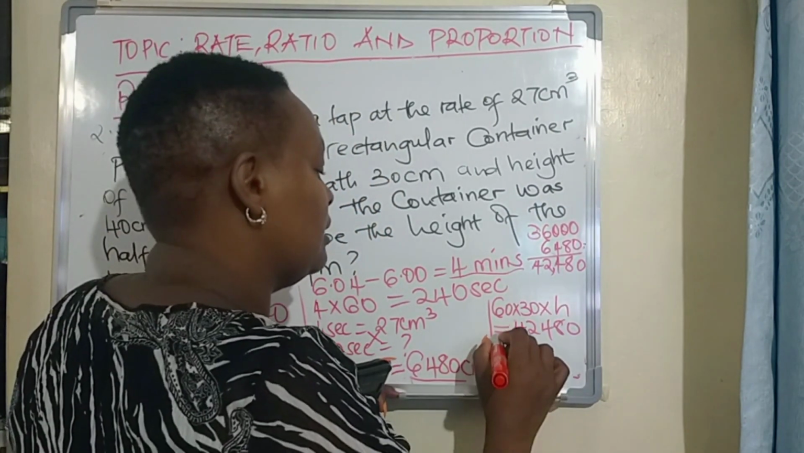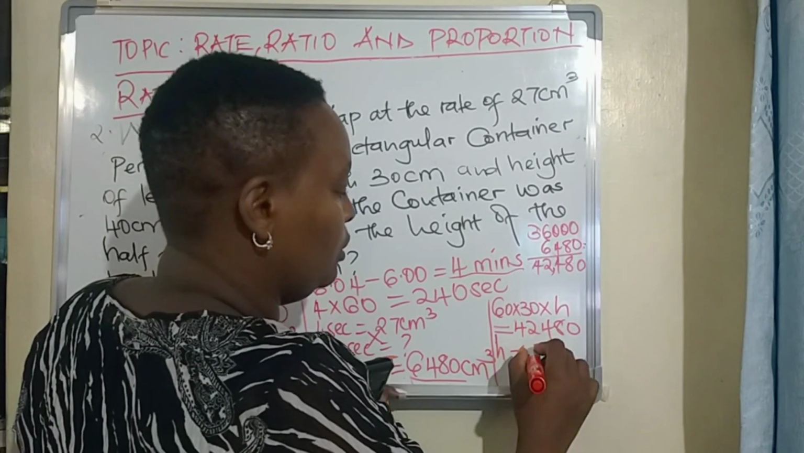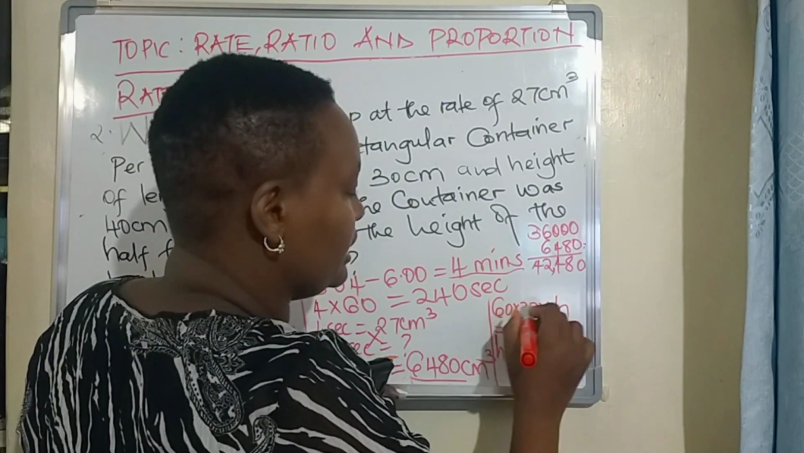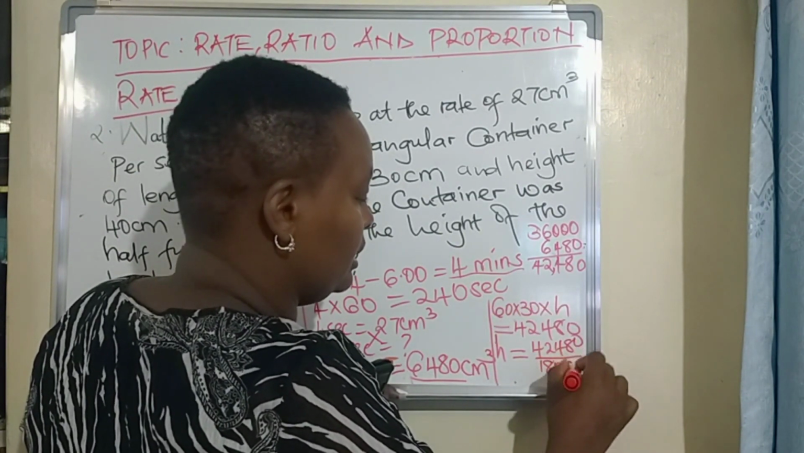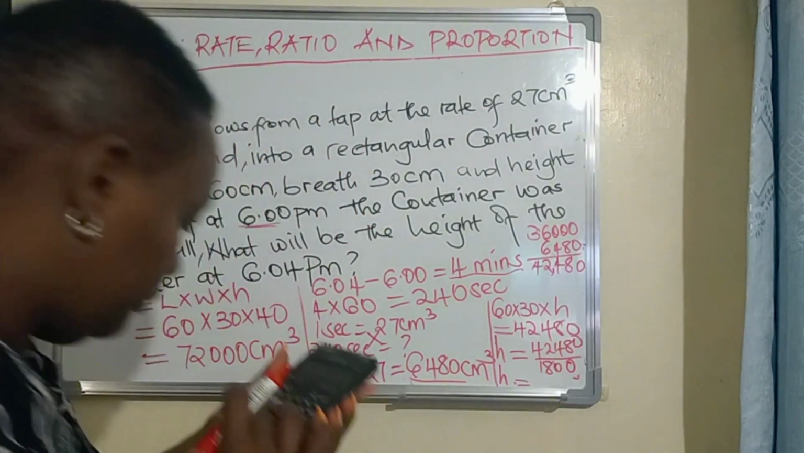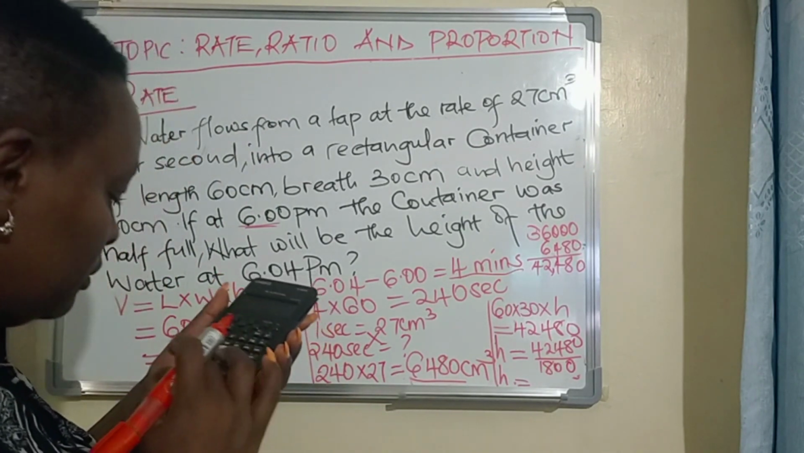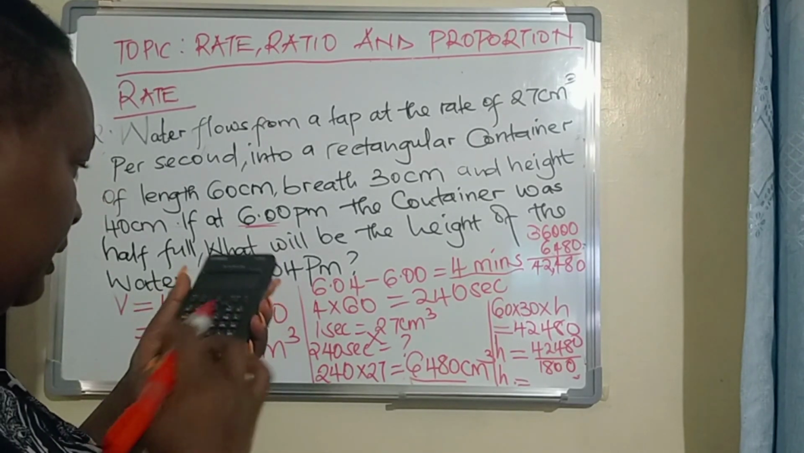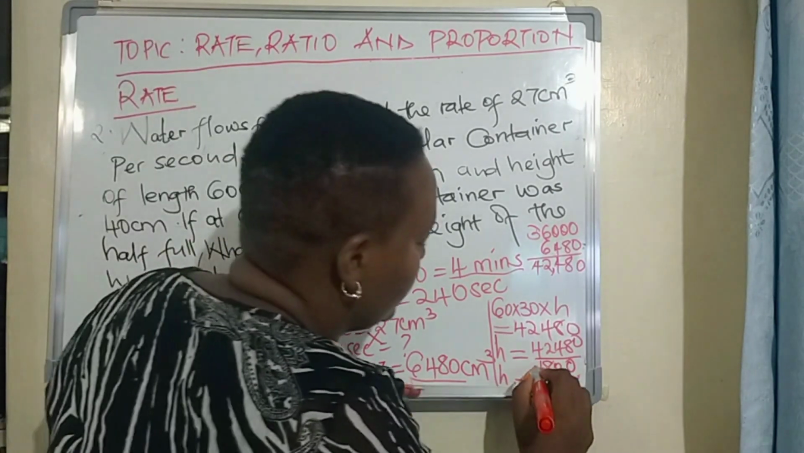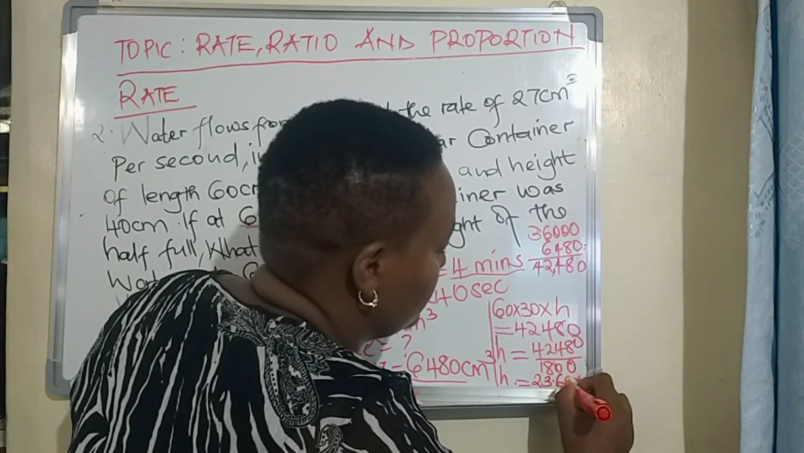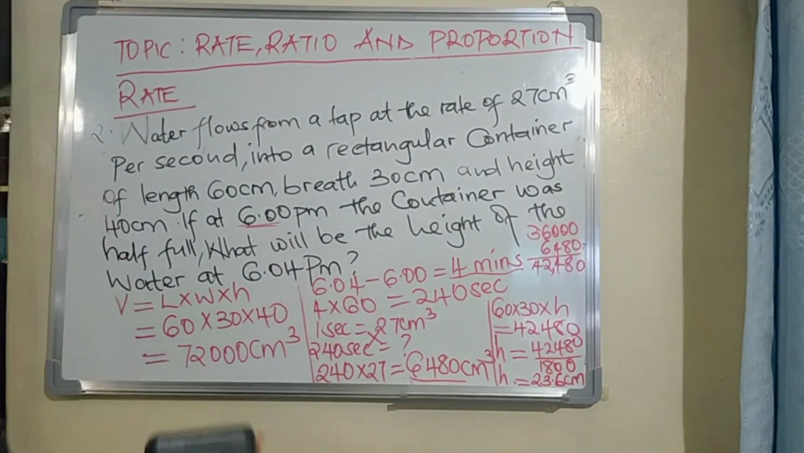So our height will be equal to 42,480 divided by 60 times 30, which is 1800. So our height equals 42,480 divided by 1800. That gives us 23.6 centimeters. That is the height of this container.